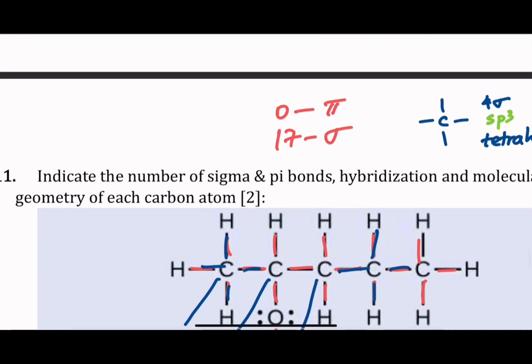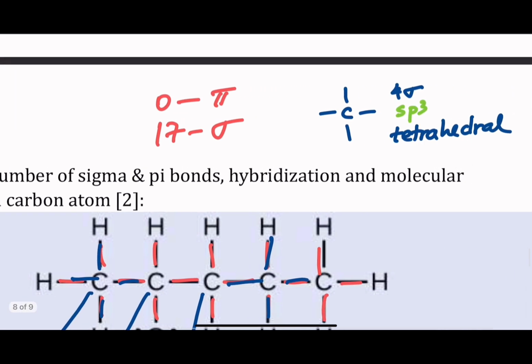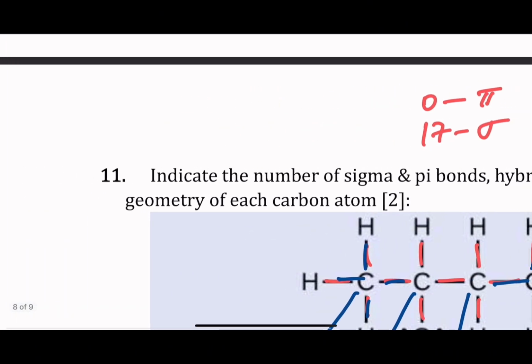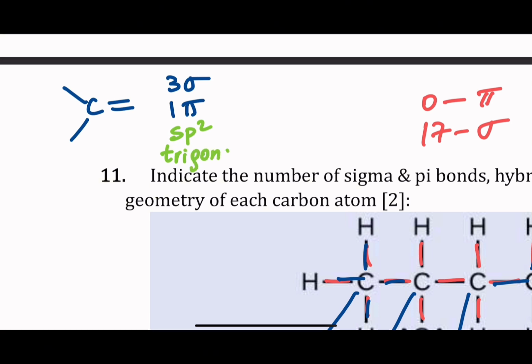Now I'm going to tell you about the other types of hybridization. There's two more. So when I have a carbon with one double bond and two single bonds, in this case I have 3 sigma and 1 pi, right? The hybridization in this case is sp2, and the molecular geometry is trigonal planar.